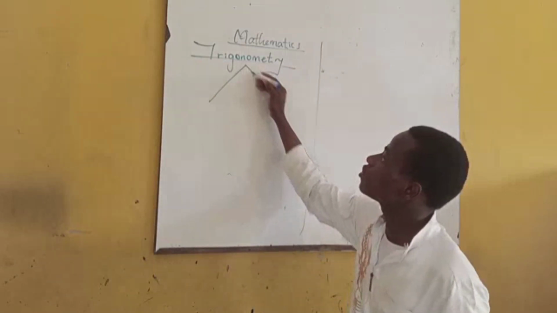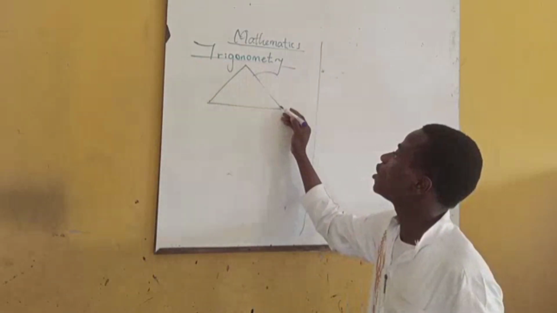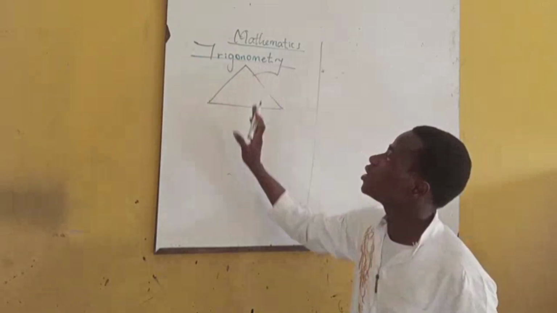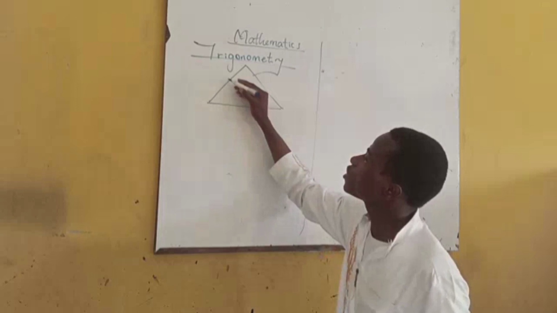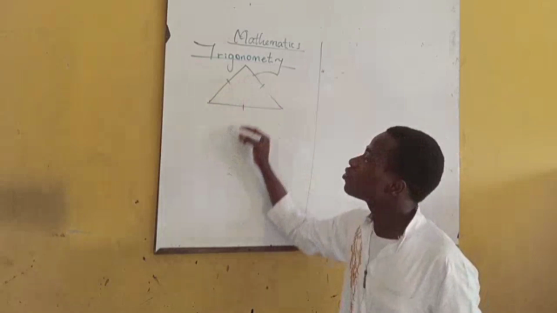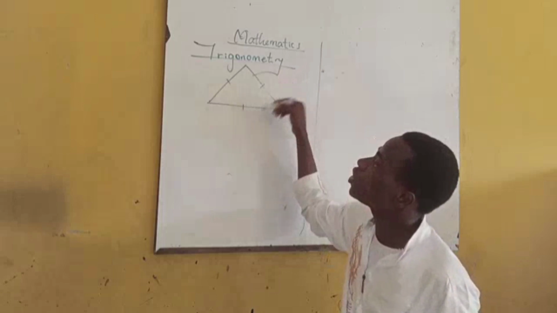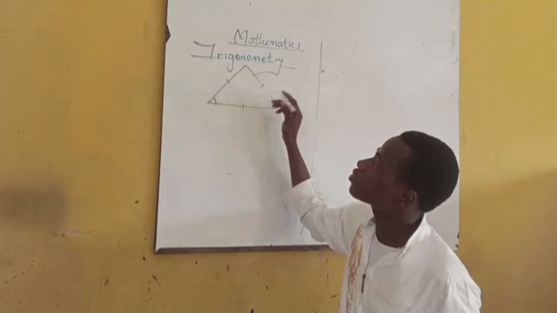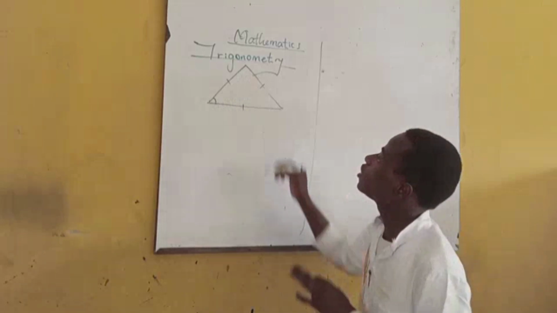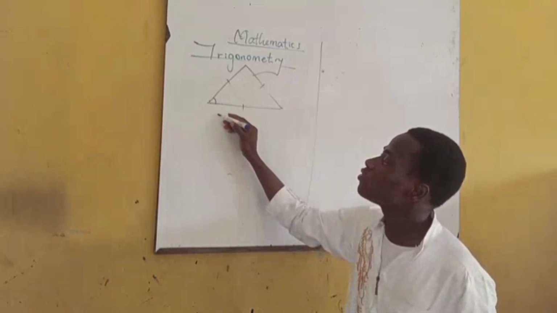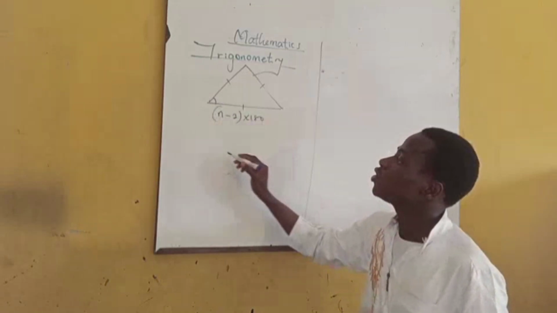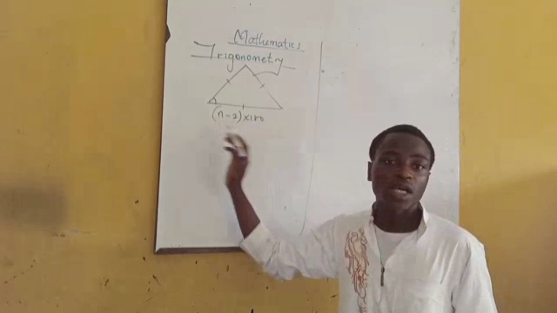If we have a triangle, let's say an equilateral triangle, that is, it has equal sides. As they have equal sides, it means there will be equal angles. So this angle here and this side here, they are all equal. I believe you know the total angles in the triangle is 180 degrees, since it has three sides. And when we say n minus 2 times 180, we use this to know the total angles in the triangle.